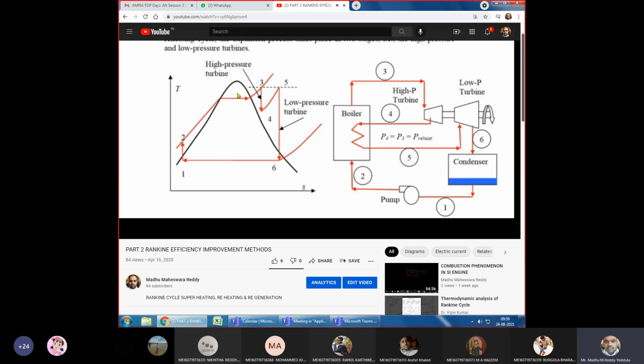Then 2 to 3 is the heat addition in the boiler at constant pressure. This is the constant pressure line 2 to 3. Okay, now you can see here we are adding the heat in two ways, right? From 2 to 3 we are adding the heat, and from 4 to 5 we are adding the heat. At the same time we are extracting the work from 3 to 4 and 5 to 6.